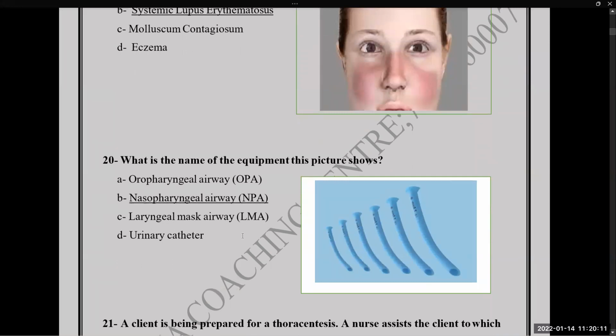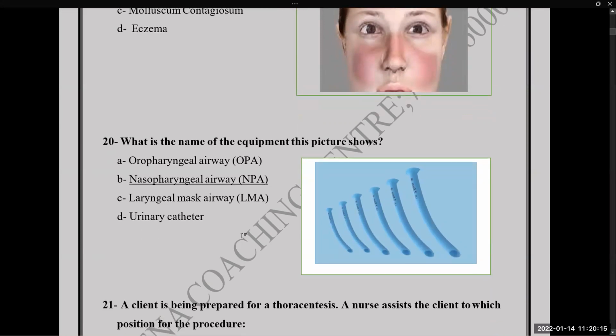What is the name of the equipment this picture shows? What is this? Oropharyngeal or nasopharyngeal? Nasopharyngeal airway. Nasopharyngeal airways. Okay. See, the oropharyngeal one is a little bigger. Okay.